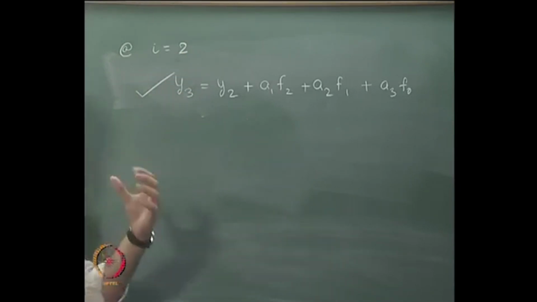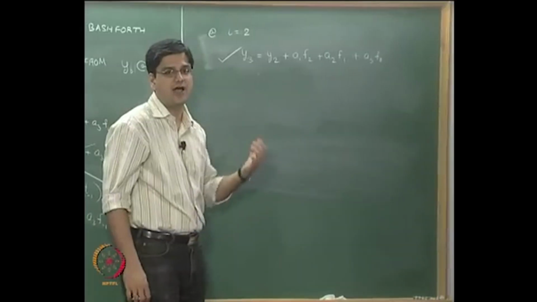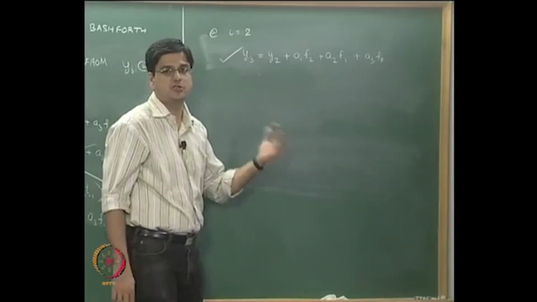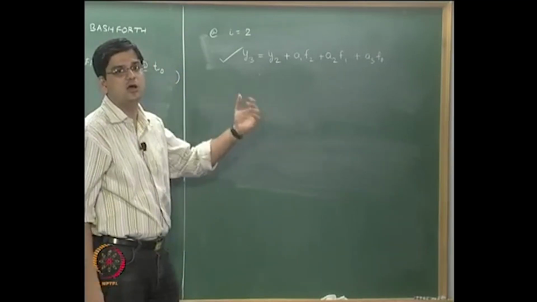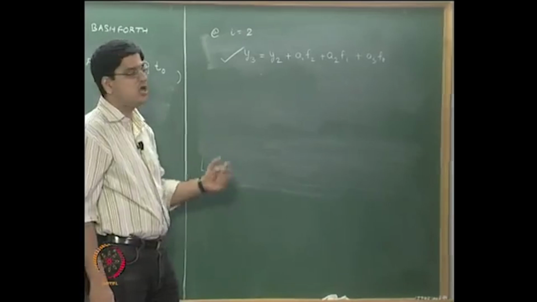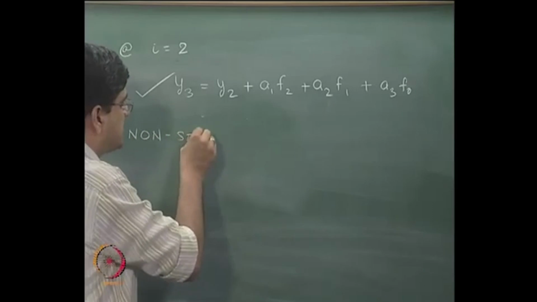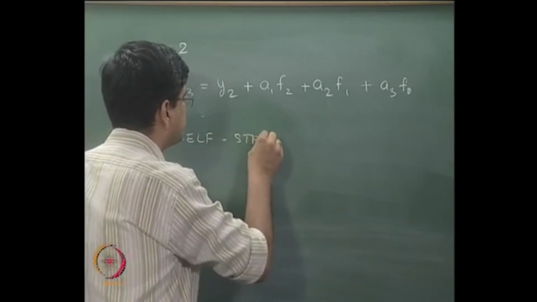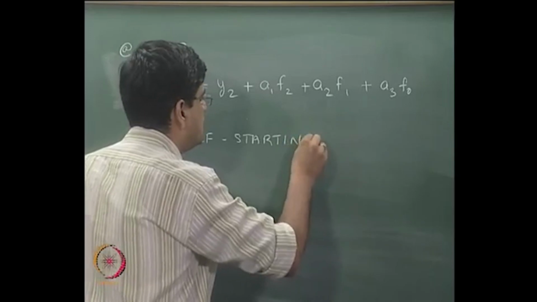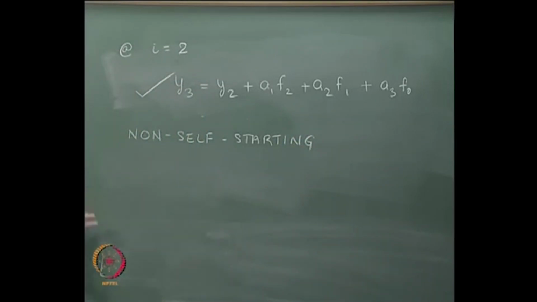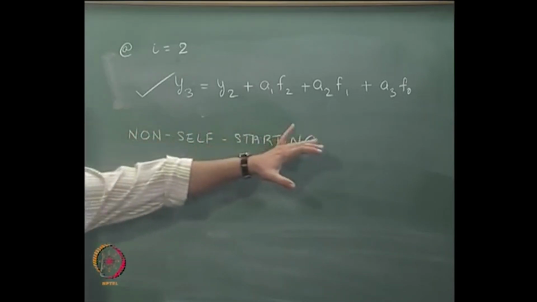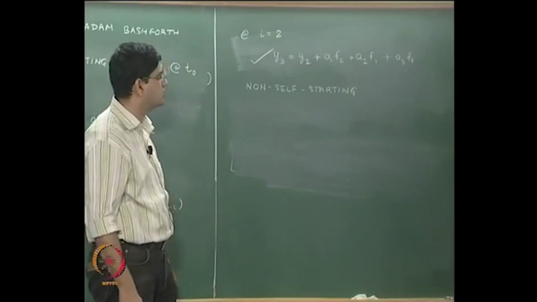So Adams-Bashforth nth order methods can be used to compute y_n onwards. It cannot be used to compute y0, y1 and so on up to y_{n-1}. Okay. So this is what is known as, these methods are non-self starting. Okay. So when we are at y0, we cannot use Adams-Bashforth method. When we are at y1, we cannot use Adams-Bashforth method. When we are at y2, we cannot use Adams-Bashforth method. From y3 onwards, we can start using the Adams-Bashforth third order method.